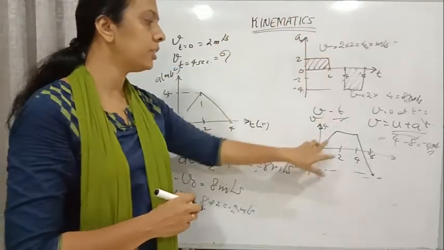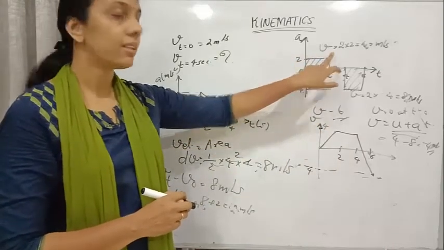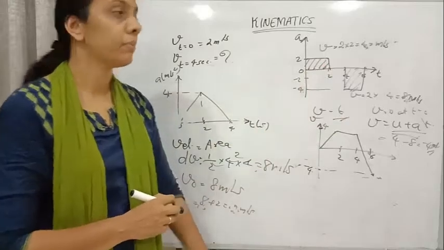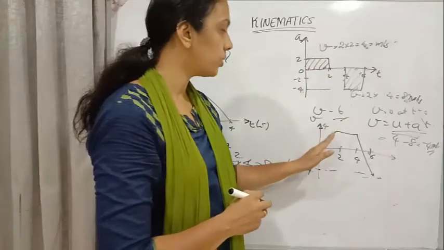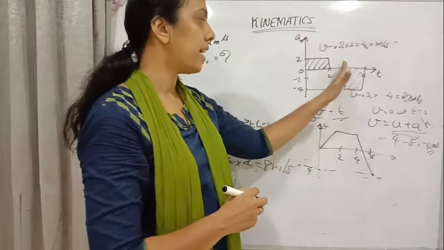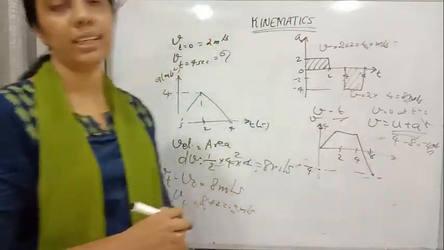So from the graph you should identify which type of graph it will be. Uniform acceleration means the velocity is increasing regularly with respect to time, right? So the velocity time graph will be a straight line like this, and here also the velocity time graph will be a straight line which is decreasing.